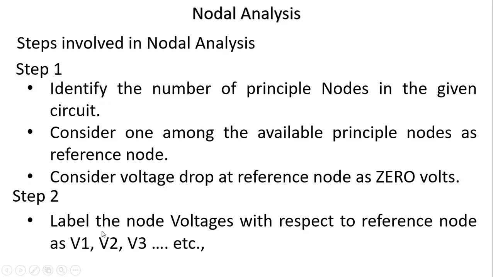Let us label the remaining principal node voltage drops with respect to the reference node as V1, V2, V3, V4, V5, etc. That means with respect to the reference node, the voltage drops at the remaining principal nodes are considered to be V1, V2 and so on. That is step number 2.